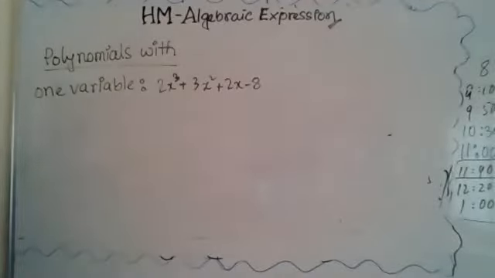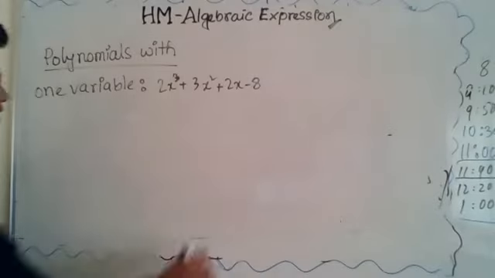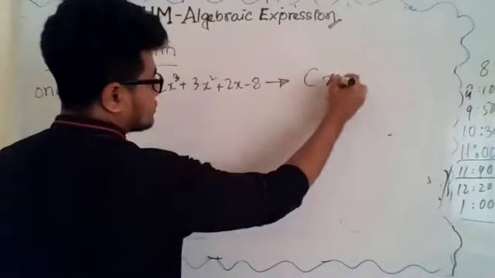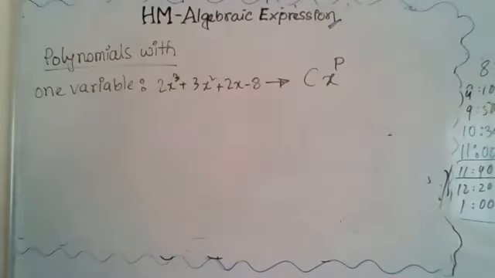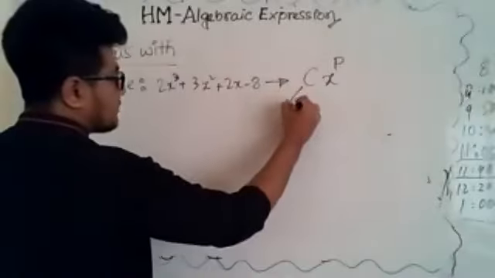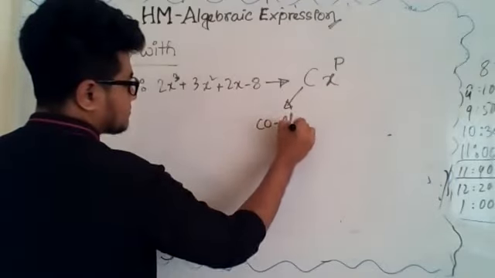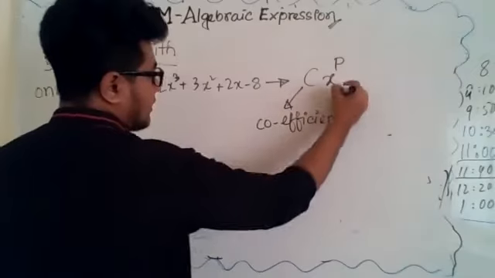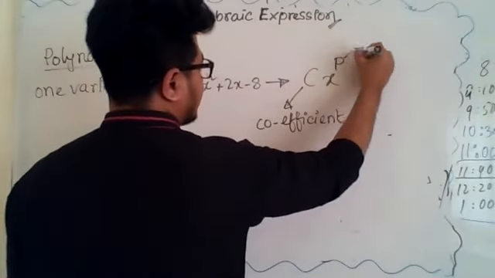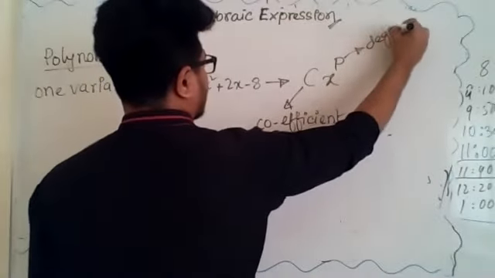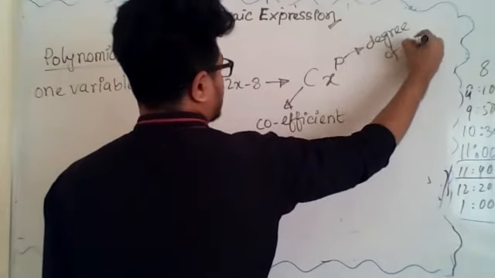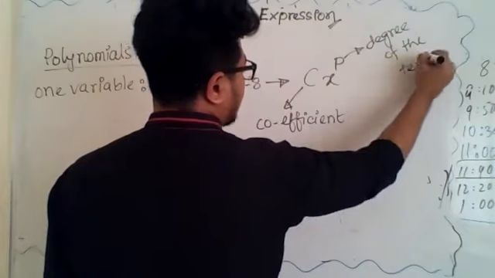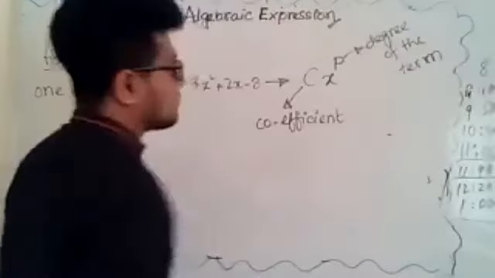Now if I write the general term for this one, it will be c x to the power p. Here c is the coefficient. x is the variable we know. p is the degree of the term. This is very important: degree of the term, not degree of the polynomial.